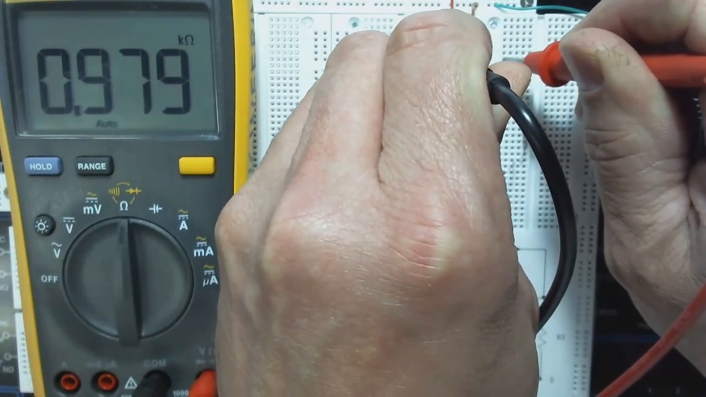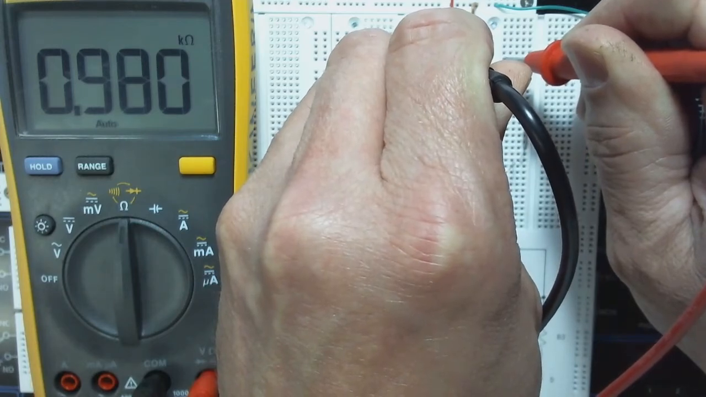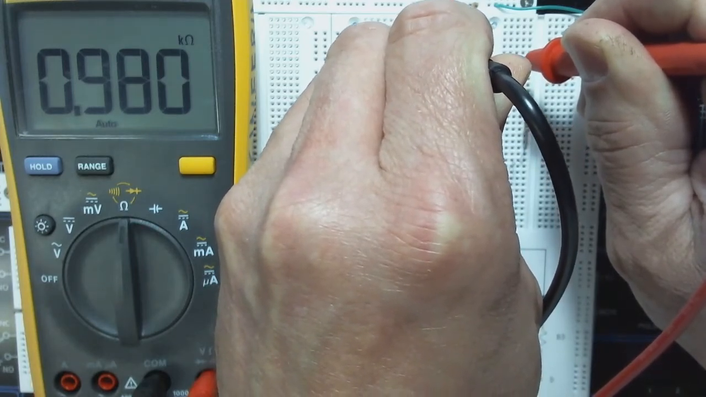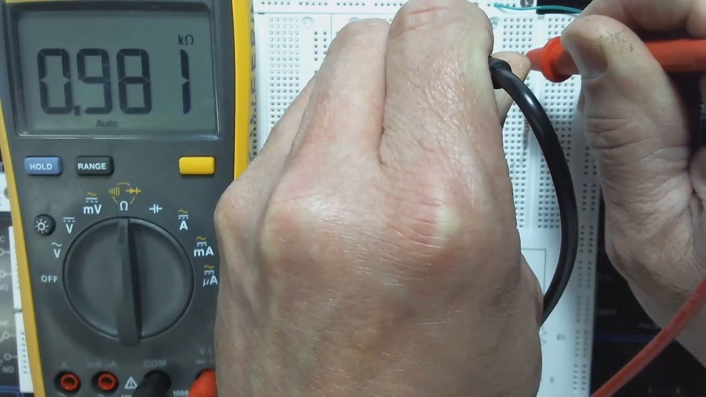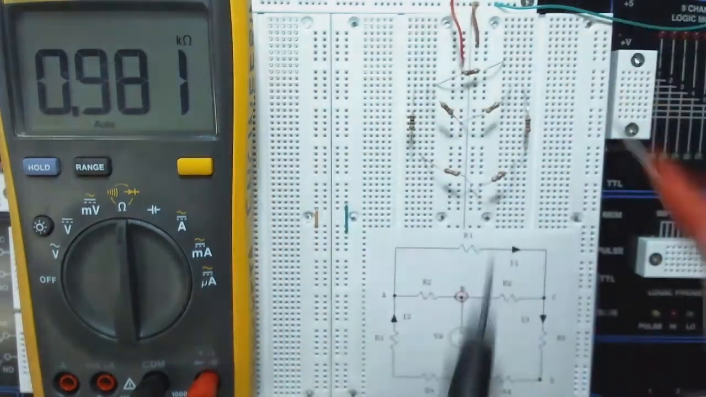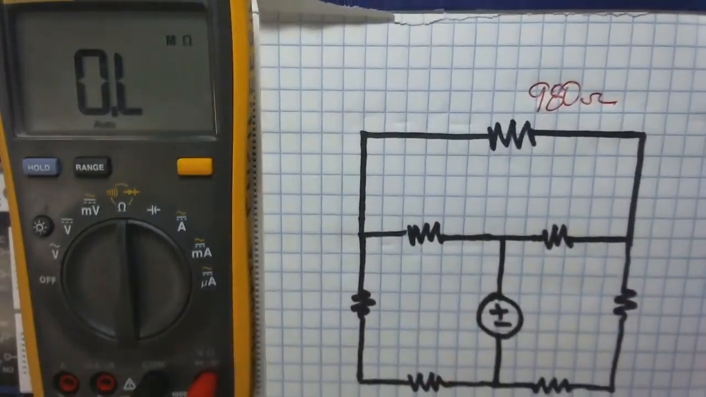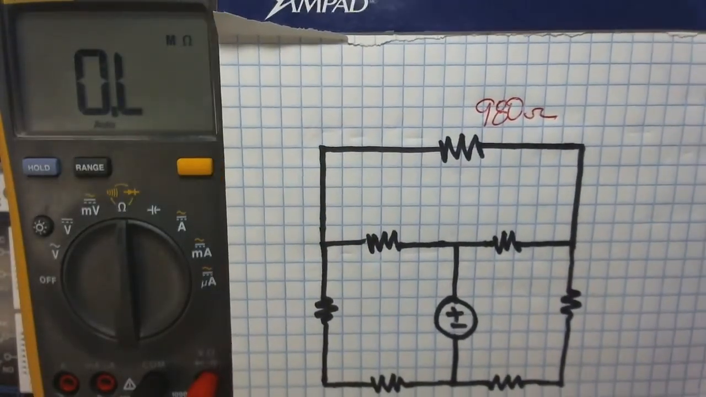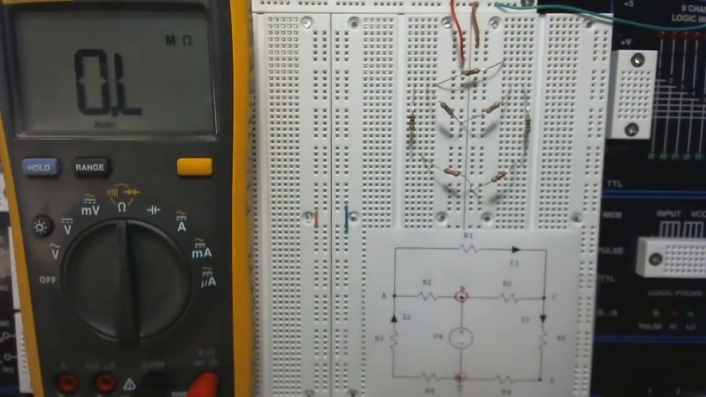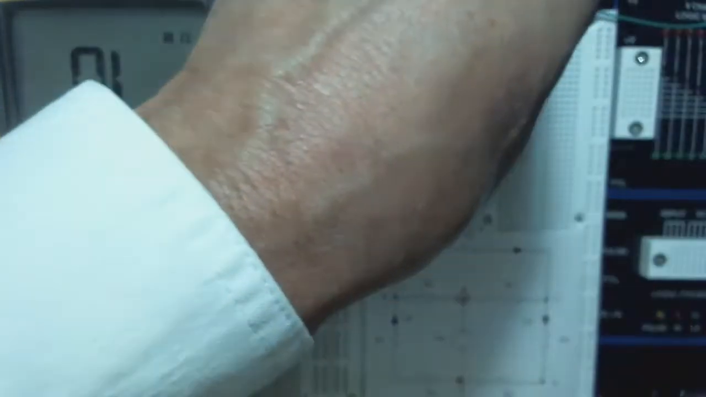I've got 0.979. I could just call that, why don't I call that 980 ohms. 980. So I'll put that down here. So that's pretty close to 1K. So I've got 980 ohms right on that one there. I'll put that back.